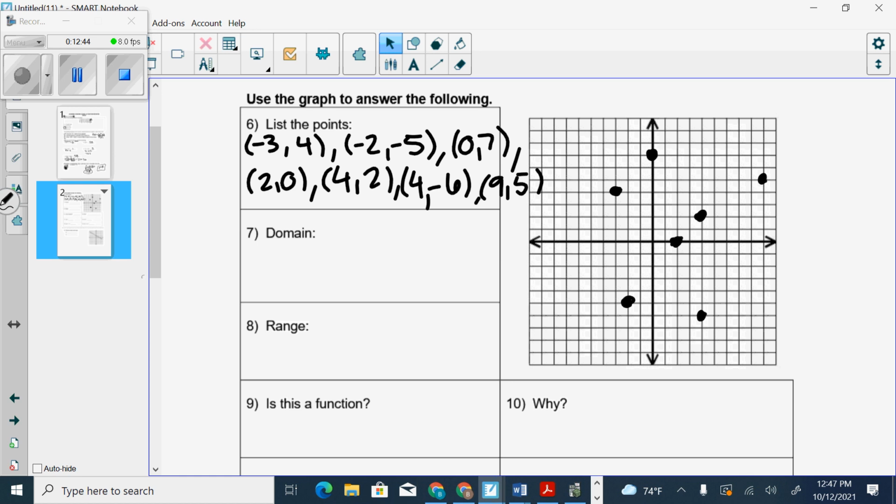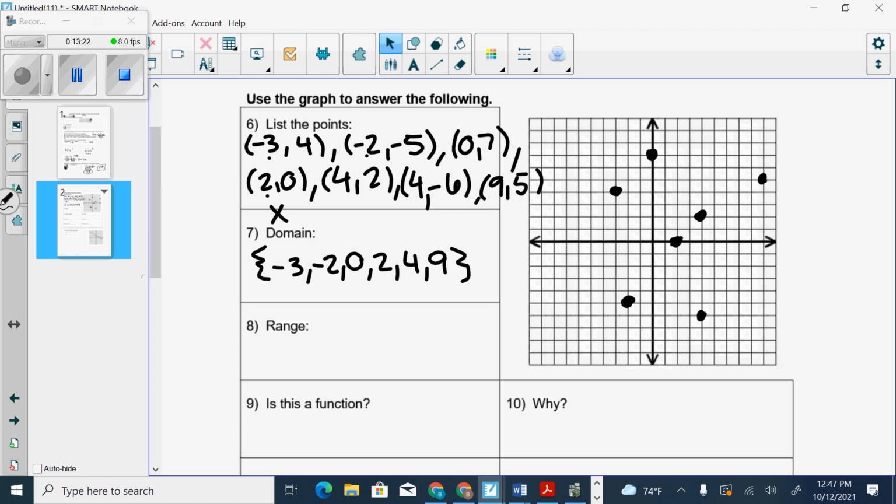Now that we have all of our points listed, they then ask for the domain. What letter is domain? X's. So I list all of my x values. What was our first x value? Good. And then negative 2. Before that we also had 2, right? And then yes, we do have 4. And then I had another 4, but do I list it again? No. And then 9. Good.